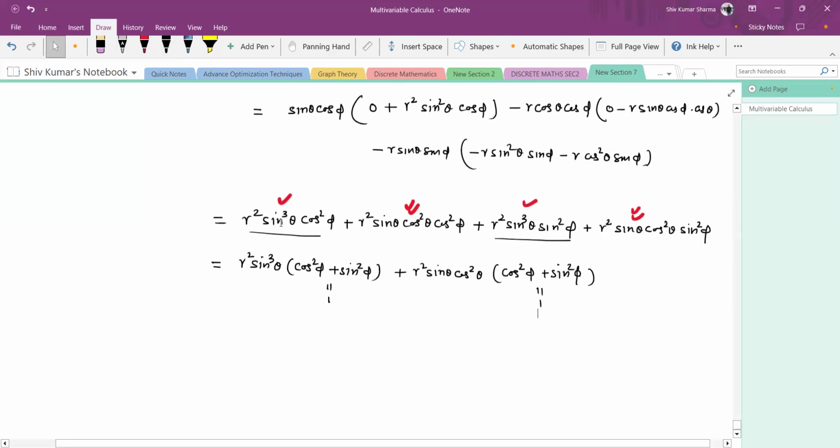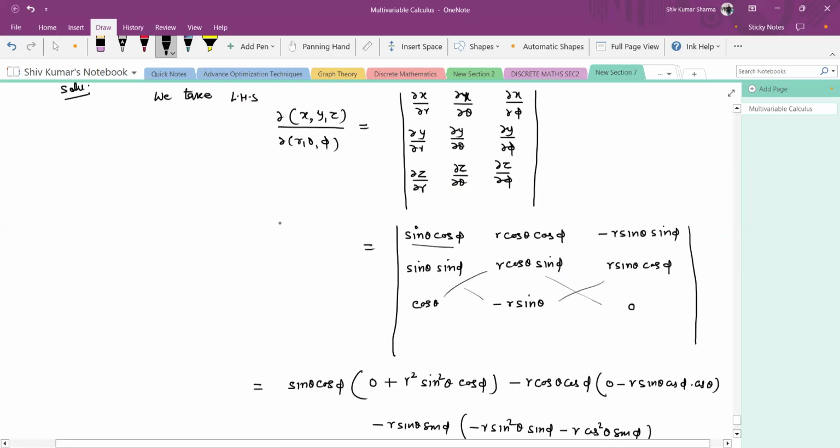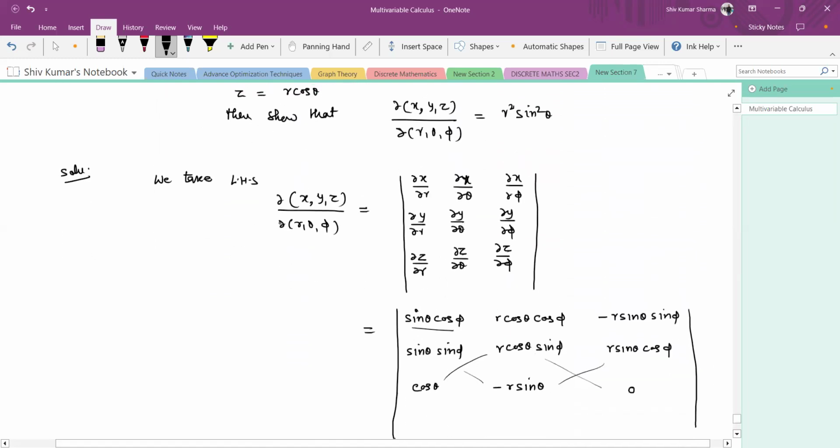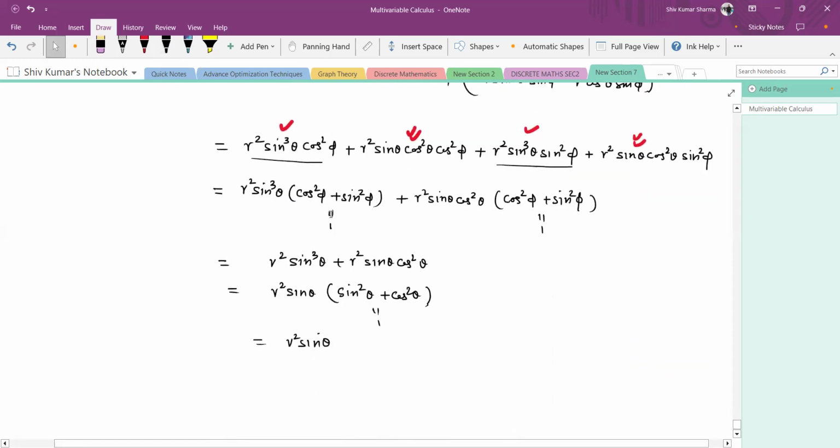So the next step is r square sine cube theta plus r square sine theta into cos square theta. Here we take common r square into sine theta. So the first term will be sine square theta and the second term cos square theta, which also equals 1. So this gives us r square into sine theta. So our result is correct.